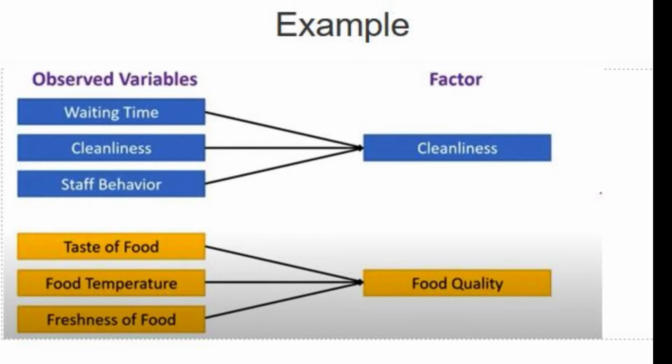For example, the observed variables waiting time, cleanliness, and staff behavior are considered under the factor cleanliness. Similarly, the variables taste of food, food temperature, and freshness of food are taken under the factor food quality.